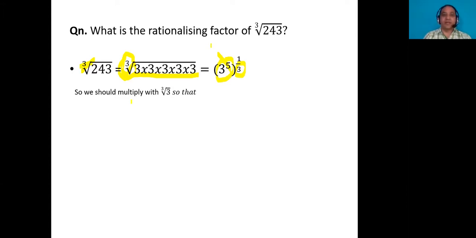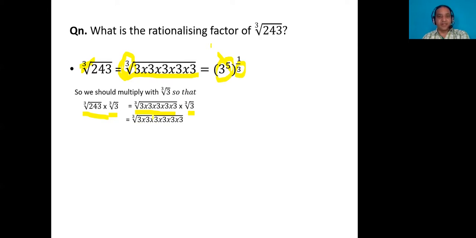So we should multiply this number with cube root 3. So we are multiplying cube root 243 with cube root 3. So what will happen? This will be the result. This is 243. This is 3 only. Both are under the same cube root. So both are the same surds, both are cube roots. Hence the bases will get multiplied. Hence there are 6 3's now. Hence we have 3 raised to power 6 now.